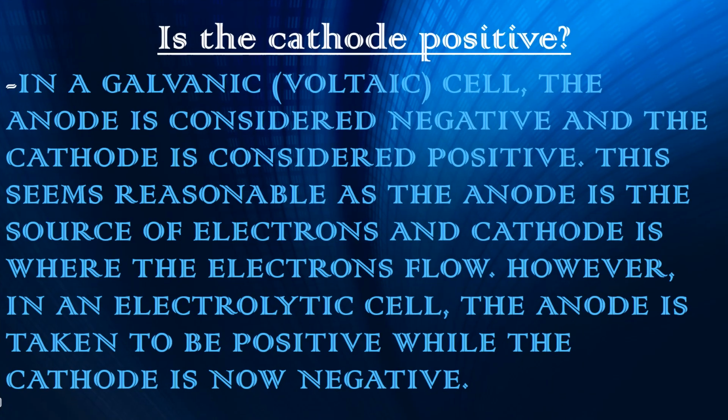The 13th question is, is the cathode positive? In a galvanic, voltaic, cell, the anode is considered negative and the cathode is considered positive. This seems reasonable as the anode is the source of electrons and cathode is where the electrons flow. However, in an electrolytic cell, the anode is taken to be positive while the cathode is now negative.